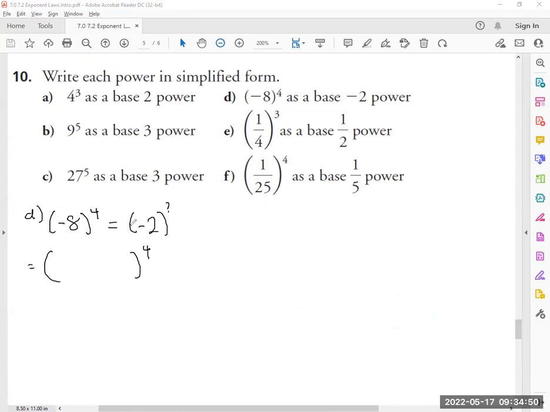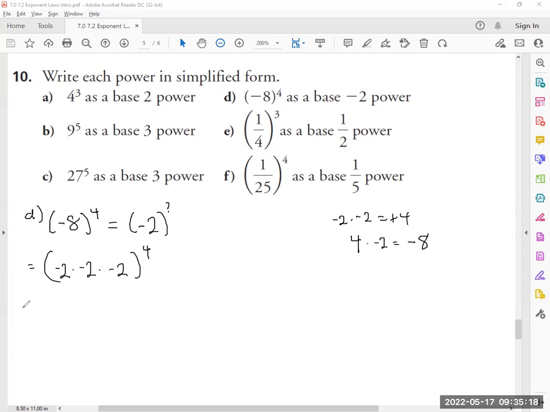We'll just count it out. Negative 2 times negative 2. Am I there yet? What's negative 2 times negative 2? Positive 4. I'm not there yet. Let's do it one more time. Multiply that by another negative 2. What is 4 times a negative 2? Negative 8. We got there.